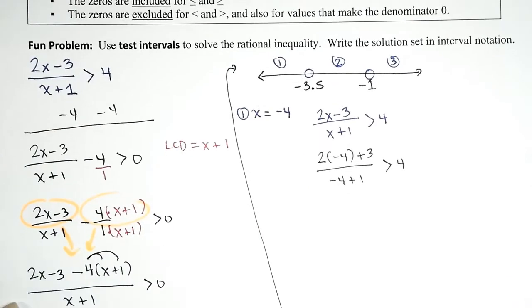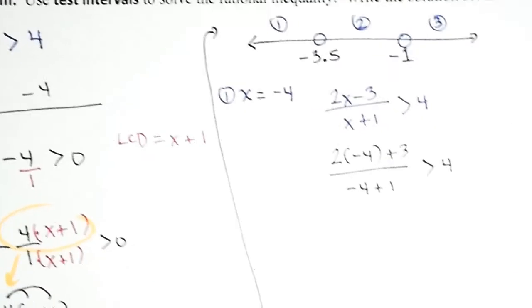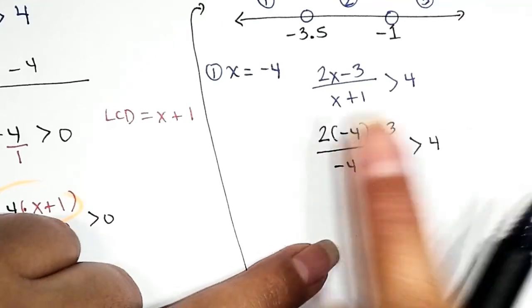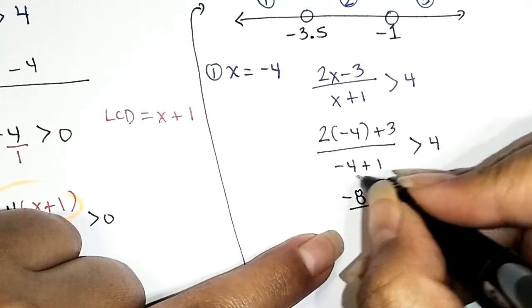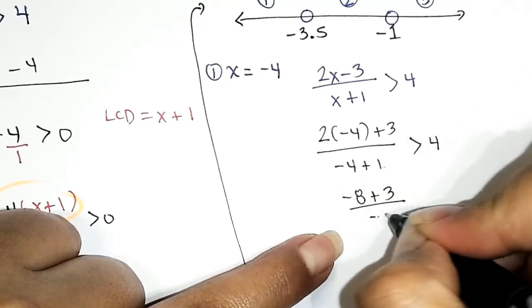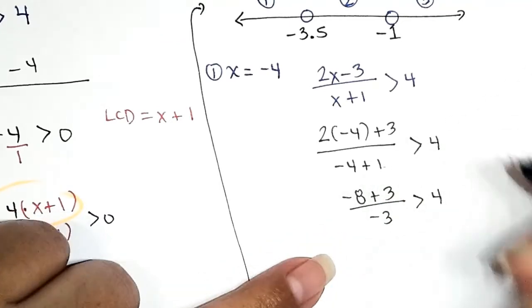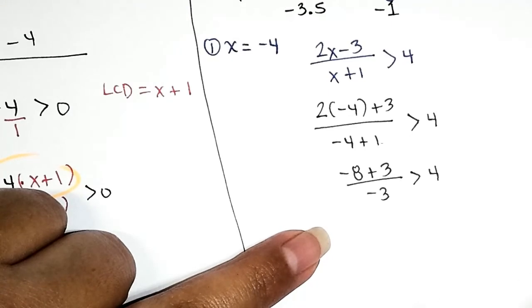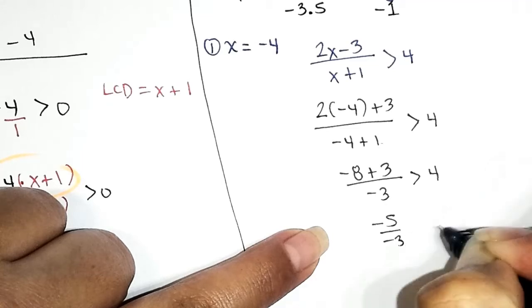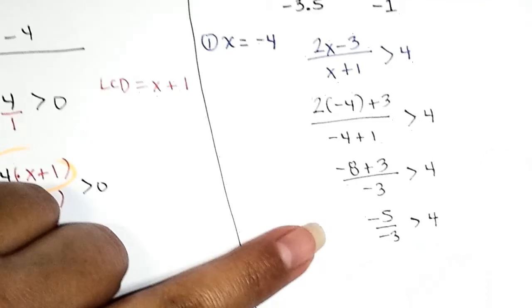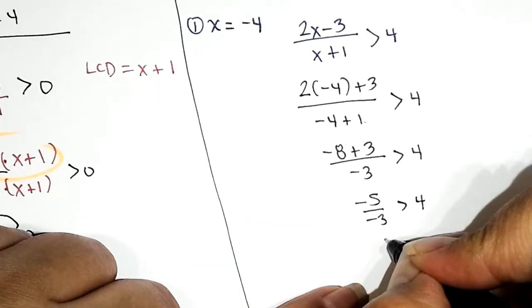Okay, let me zoom in. The product of 2 and -4 is -8. The sum of -4 and 1 is -3. The sum of -8 and 3 is -5. And the quotient of -5 and -3 is just 5/3.